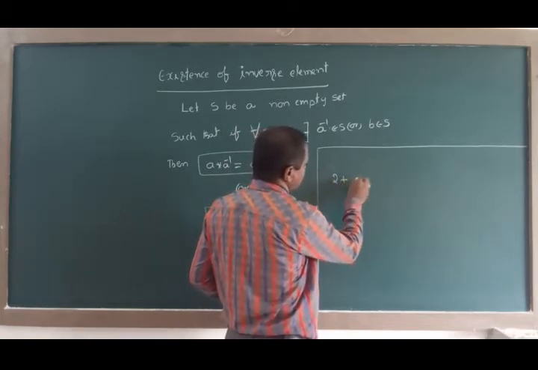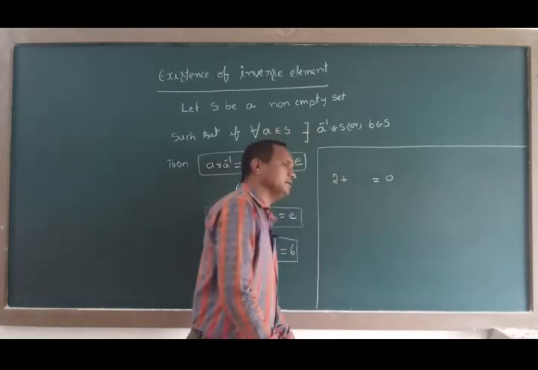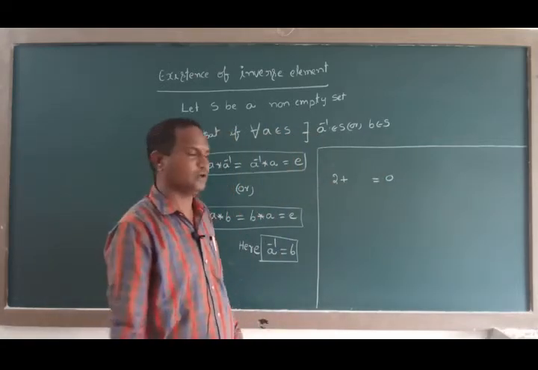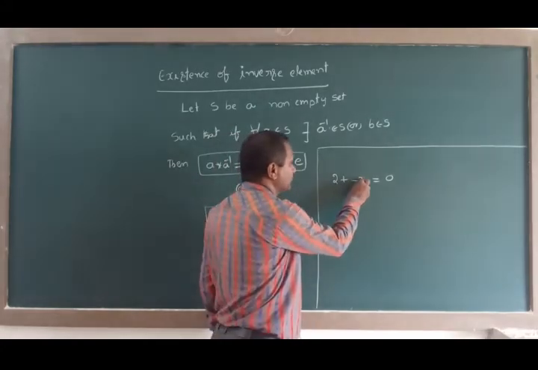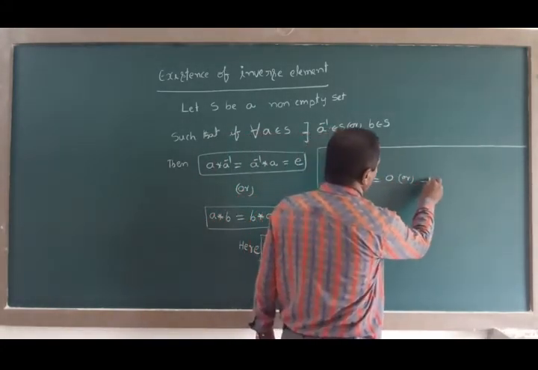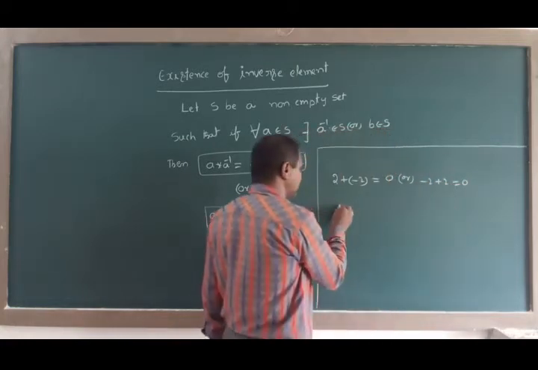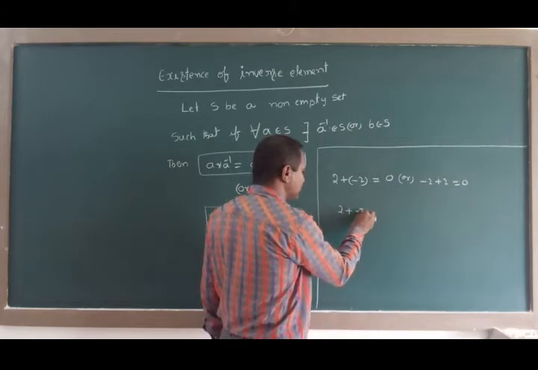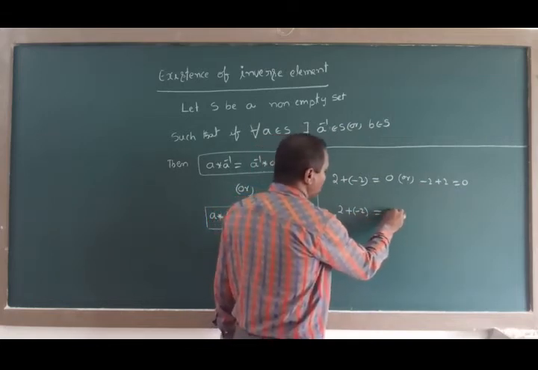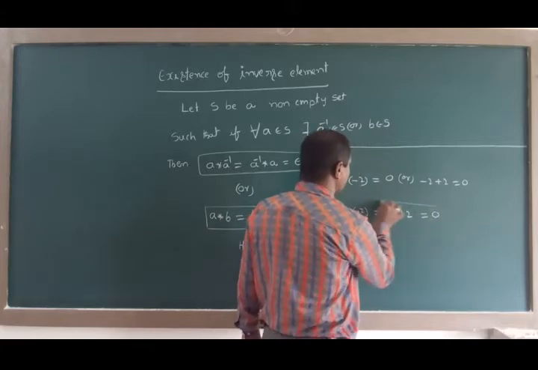2 plus what is equal to 0? By writing which letter are you getting 0 here? Minus 2. Or you can take here minus 2 plus 2 is equal to 0. That's what you can write. 2 plus or minus 2, or minus 2 plus 2, is equal to 0.